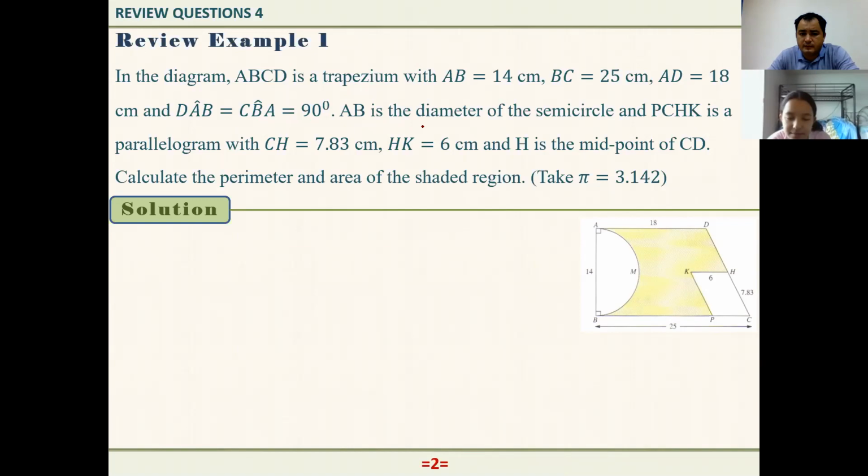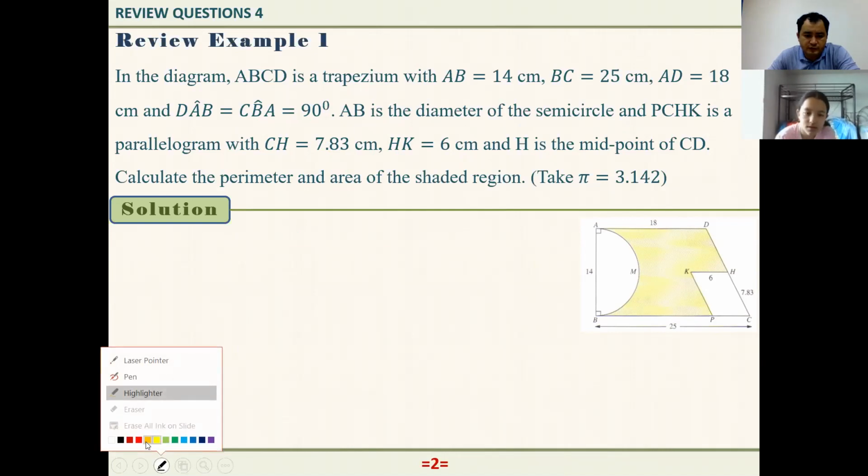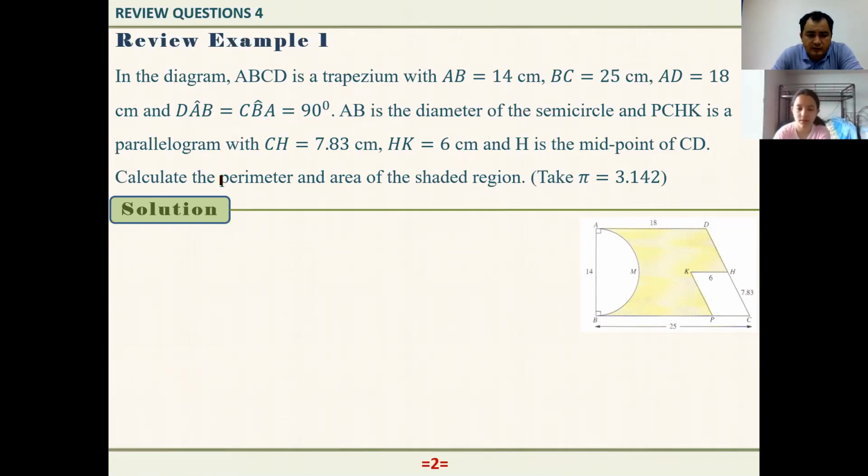AB is the diameter of the semicircle and PCHK is a parallelogram, with CH equals 7.83 centimeters, HK equals 6 centimeters, and H is the midpoint of CD. Calculate the perimeter and area of the shaded region. Take pi equals 3.142. Very good. So now calculate the perimeter.